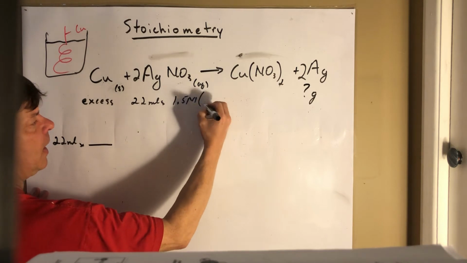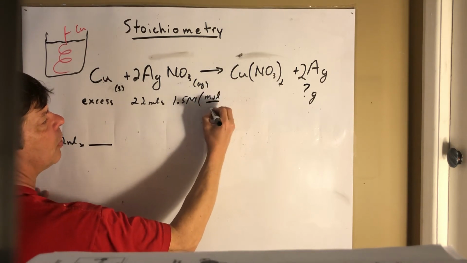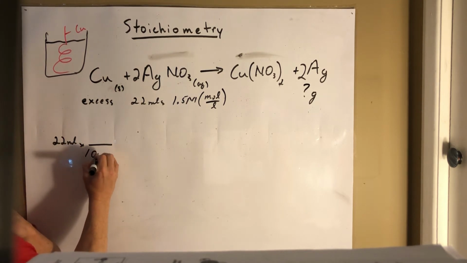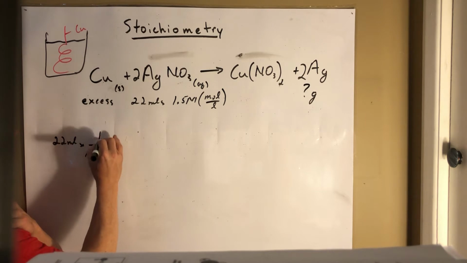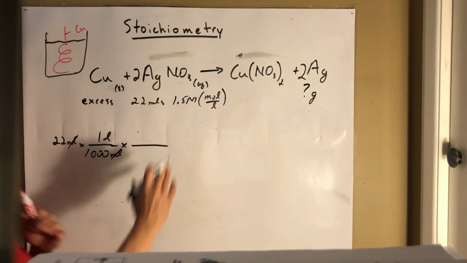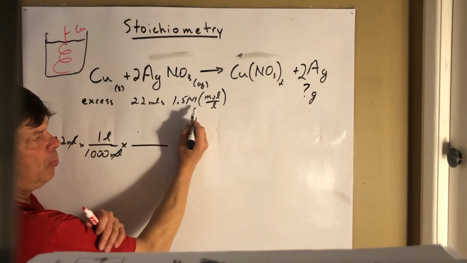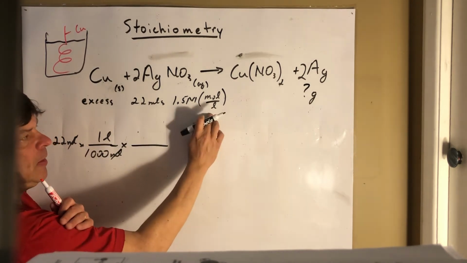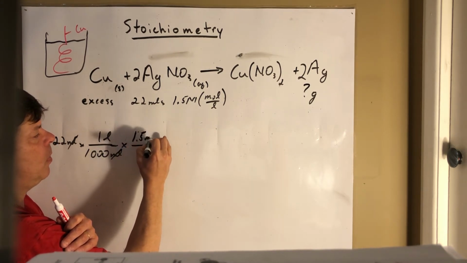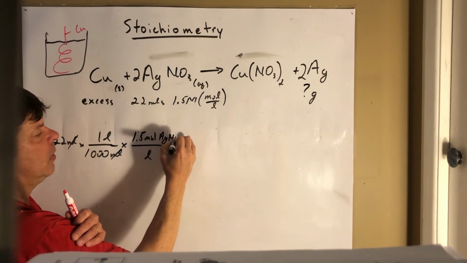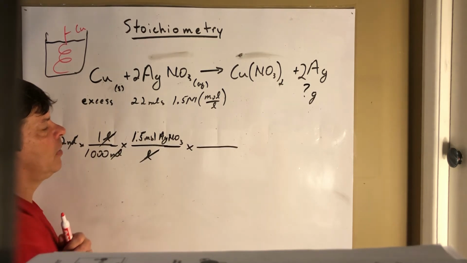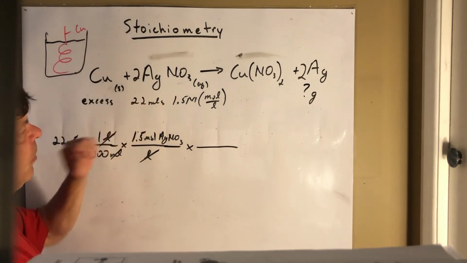Now remember, molarity is moles per liter. So we've got to convert mils to liters. There's 1,000 milliliters in a liter. Mils cancel out. Now we're just going to be clever with this molarity. We can replace that capital M with moles per liter. We need the liter to go in the denominator. And then we have 1.5 moles of silver nitrate. Liters cancel out. Okay? So now we have moles of silver nitrate.